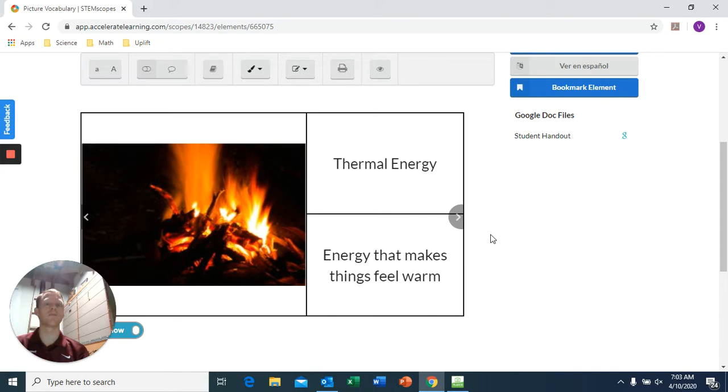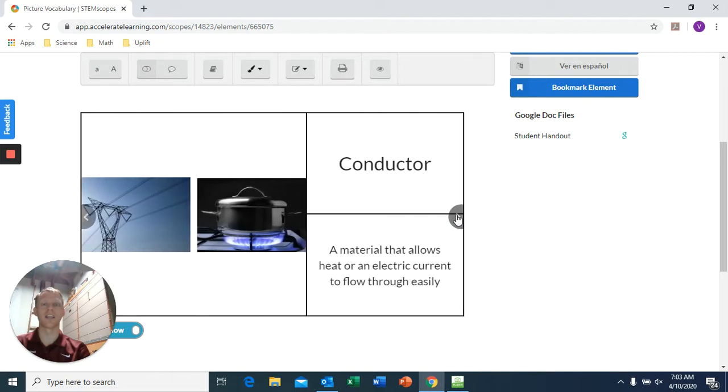Now you may be thinking, how exactly do these different types of energy move? Well, in order for them to move, we need a very specific object called a conductor. A conductor is a material that allows heat or electric current to flow through it very easily.